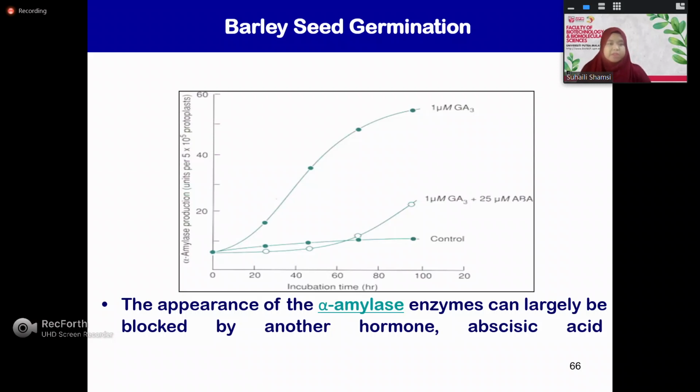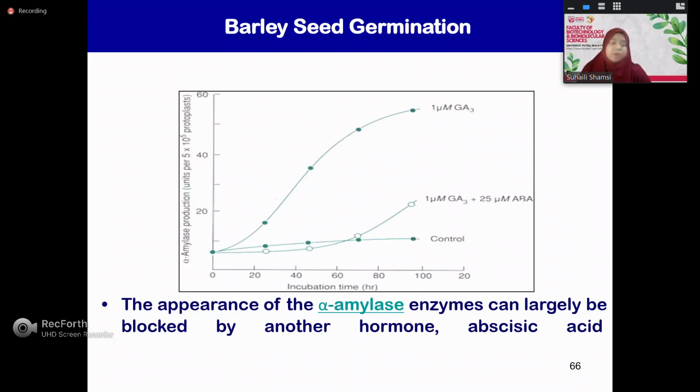And it's a significant increase from maybe 5 micromolar here, or, not five-fold, 5 units of alpha amylase in the control. And then when we supply 1 micromolar gibberellic acid, it basically increases up to ninefold, right? 9 or 10-fold, like that.